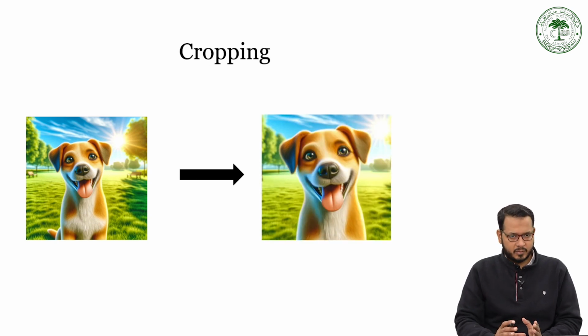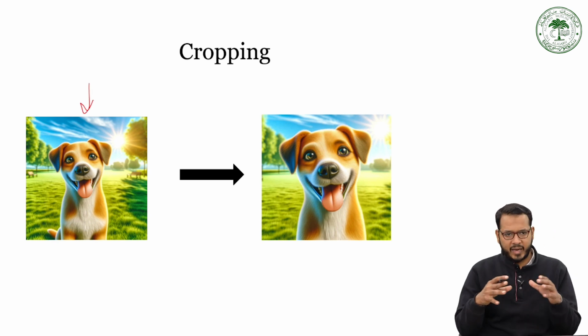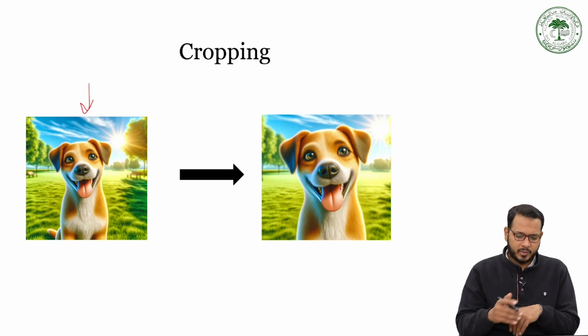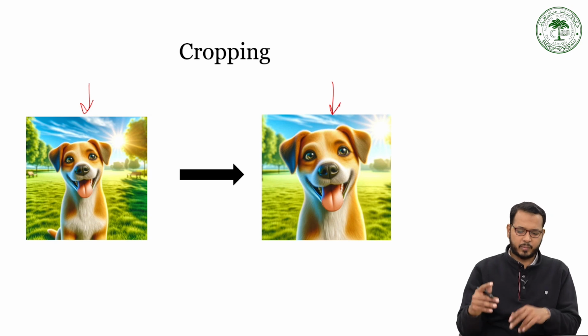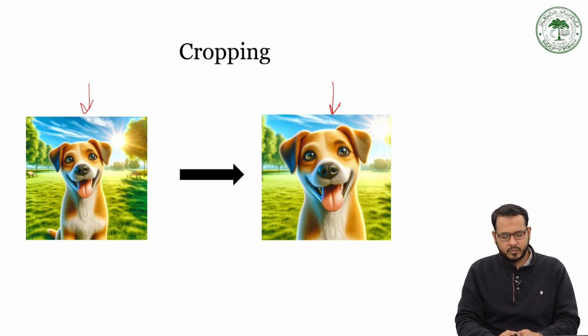Then cropping. In cropping, the original has lots of background information, but in this specific image, after cropping, we have focused more on the object, which is the dog in this case. So cropping is also one of the very commonly used data augmentation operations.